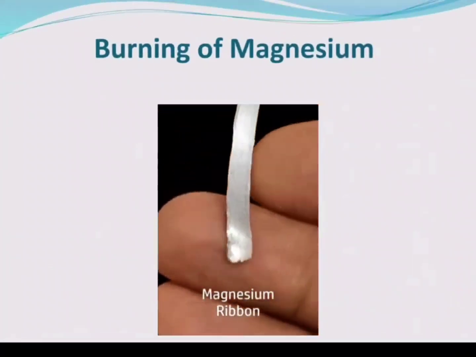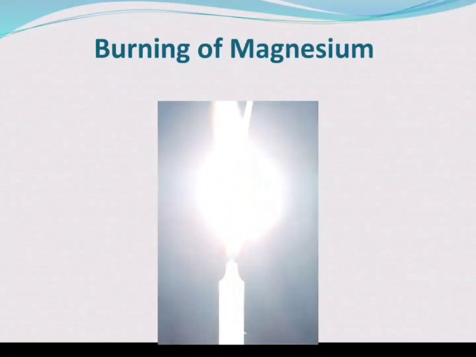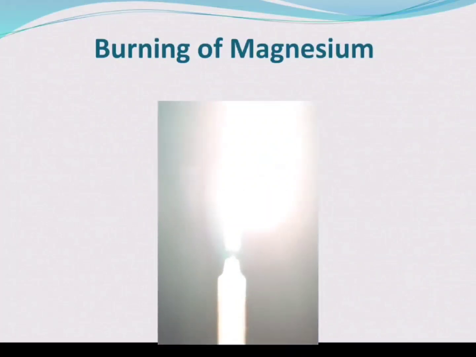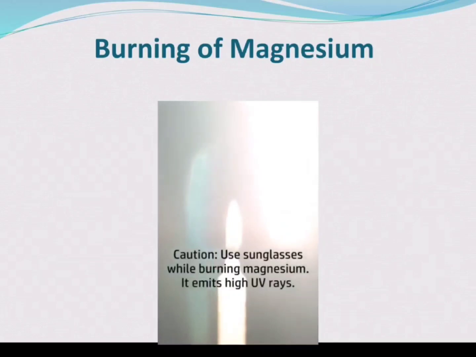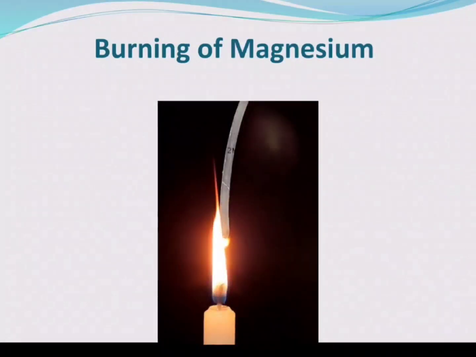The first example of endothermic reaction is the burning of magnesium. Here we can see that when we give heat to the system, the magnesium ribbon absorbs the heat and it burns with a dazzling white flame. Thus the reaction has happened here by the absorption of heat.